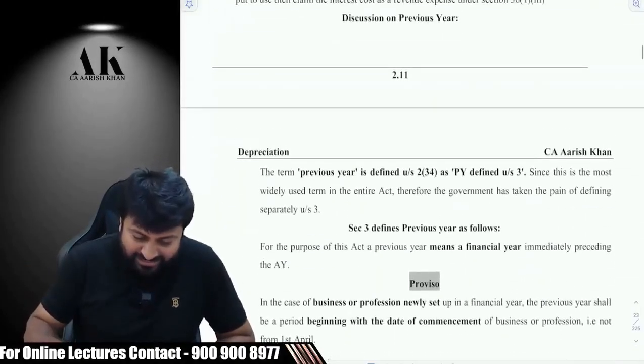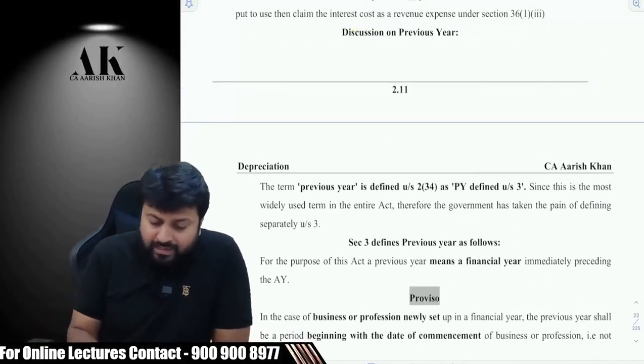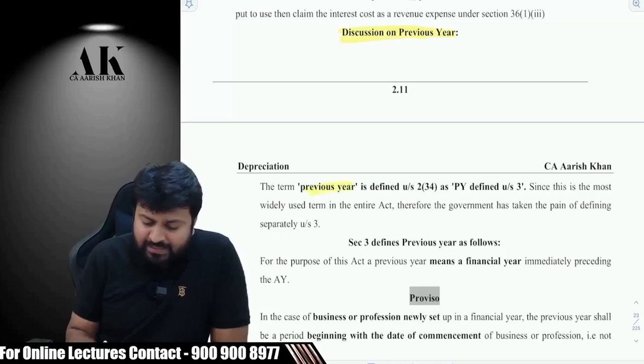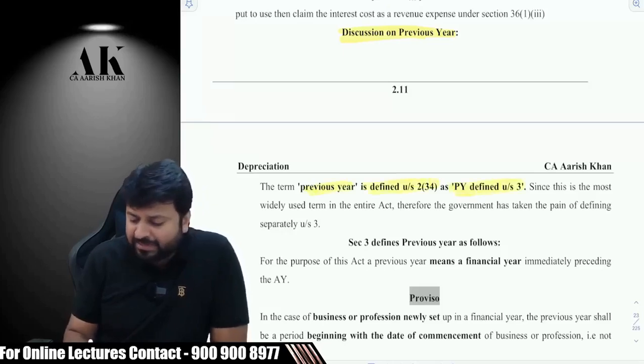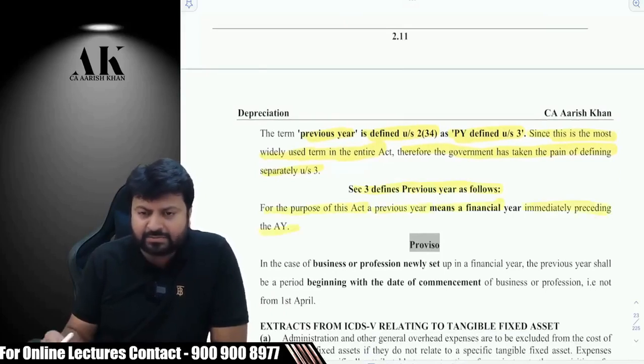You can read this definition over here on page number 2.11. I'll read it with you all. Discussion on previous year. The term previous year is defined under section 2(34) as previous year defined under section 3. Since this is the most widely used term in the entire act, the government has taken the pain of defining it separately under section 3. Section 3 defines previous year as follows. For the purpose of this act, a previous year means a financial year immediately preceding the assessment year. But there is a proviso in case of a business or profession newly set up.